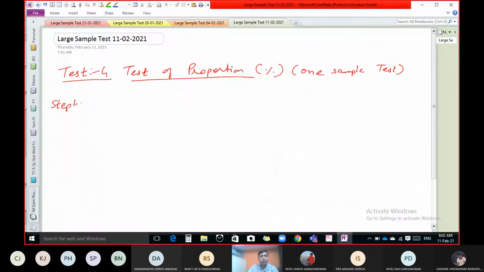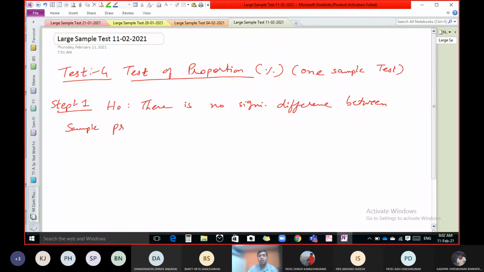Step 1. H naught: there is no significant difference between sample and population. Instead of mean, you have to use the word proportion. Sample proportion and population proportion. So we have to check for percentage here, sample proportion or population proportion.